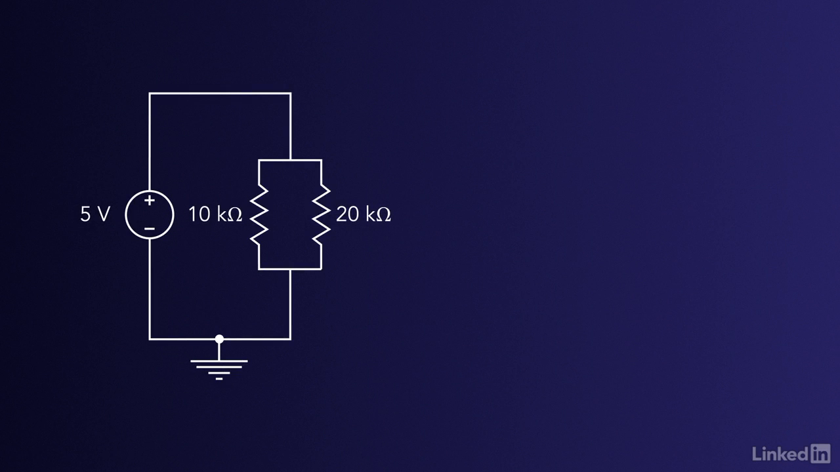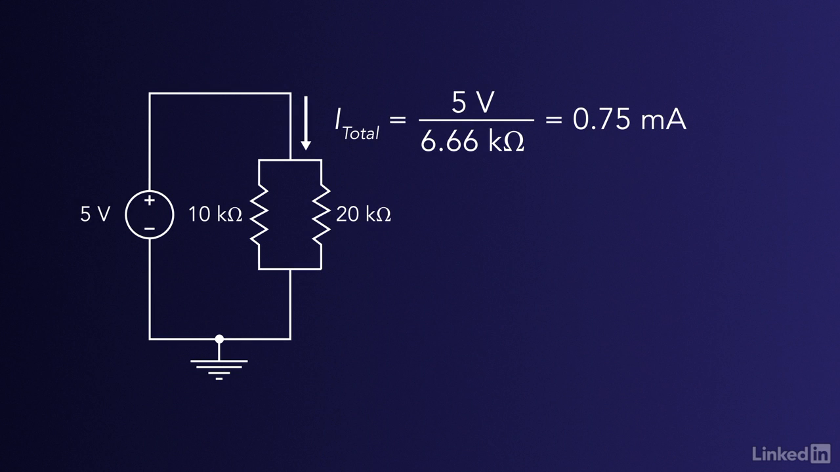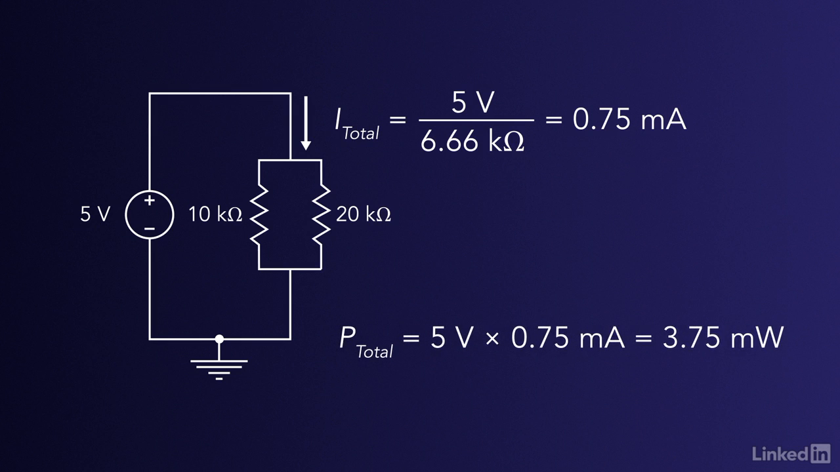If I connect these parallel resistors to a 5-volt source, according to Ohm's law, their effective total resistance of 6.66 kiloohms should draw a total of 0.75 milliamps of current. Using the equation of power equals current times voltage, that means the combined resistors will dissipate 3.75 milliwatts.